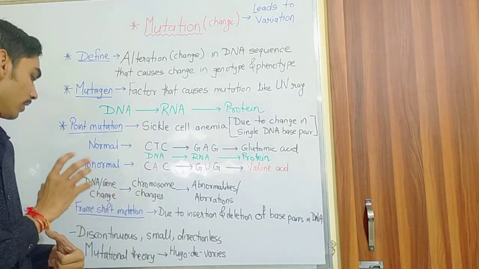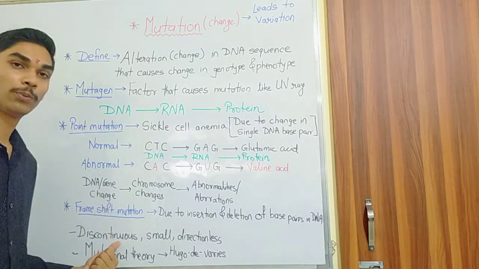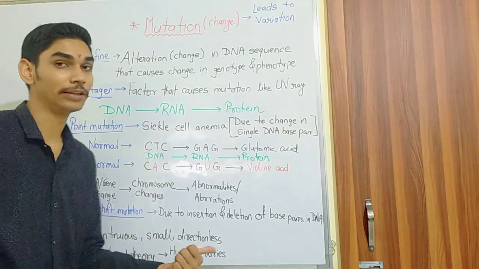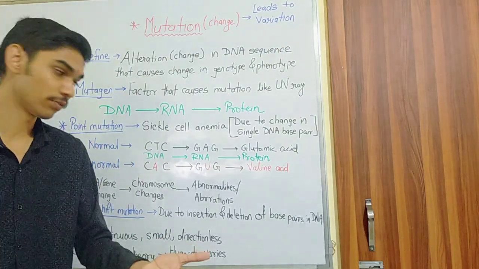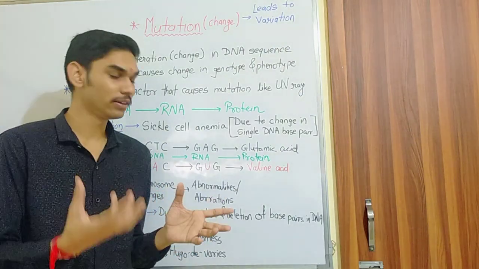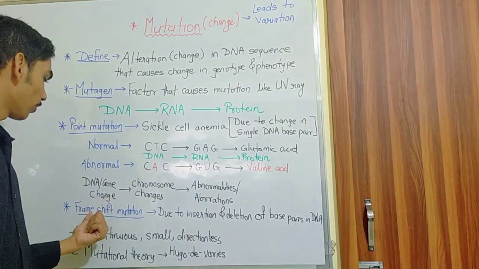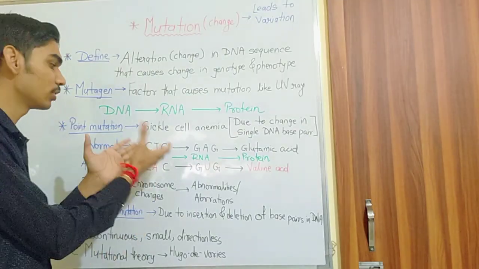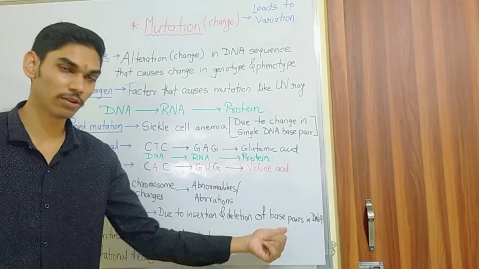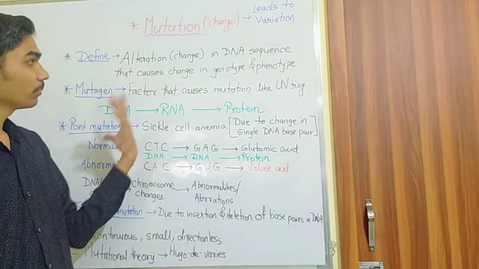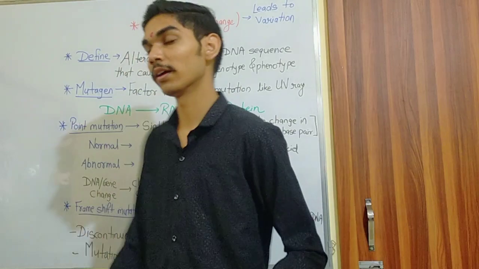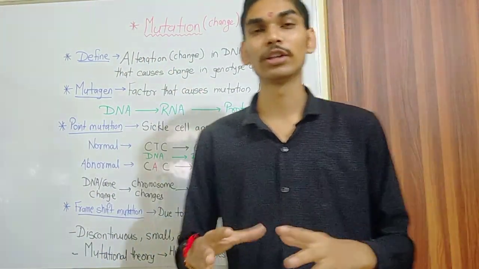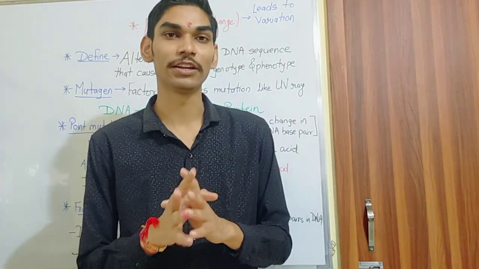As a result, these mutations are going to be discontinuous, small, at very particular places, and directionless. It is not going to occur in a specific sequence. It can occur anywhere on a DNA sequence. For example, in frame shift mutation, there may be addition or deletion of sequences in a base pair of DNA, and all about this mutation was explained by the mutation theory given by Hugo de Vries. In general, mutation refers to changes in a DNA sequence.